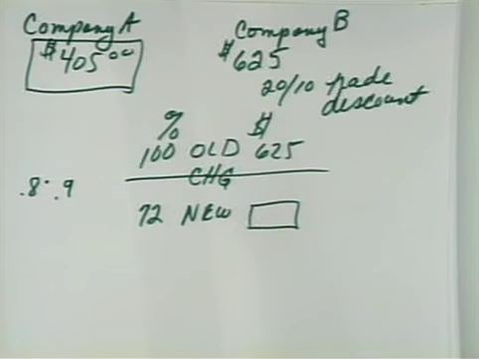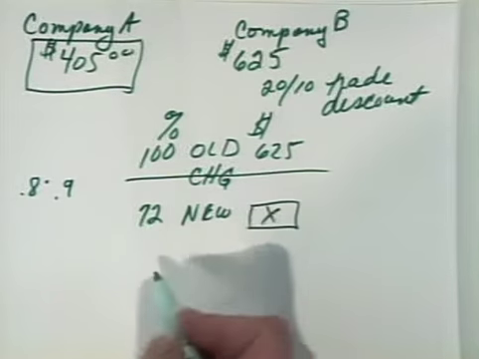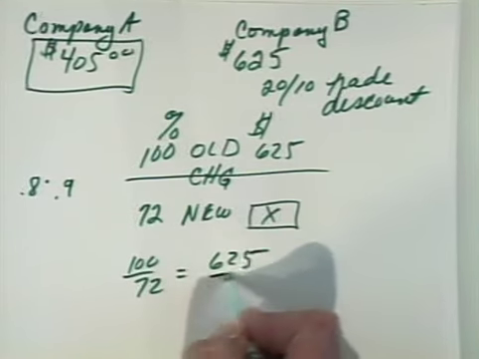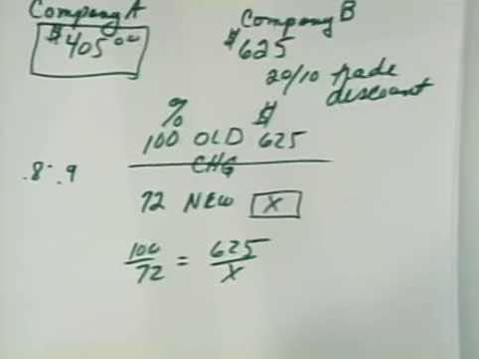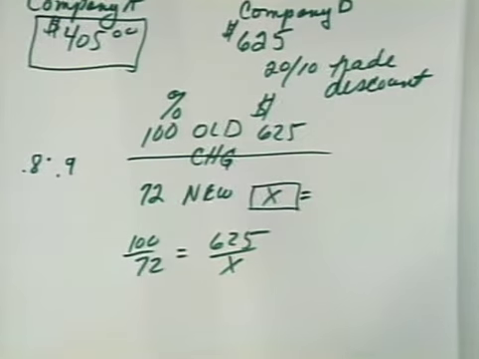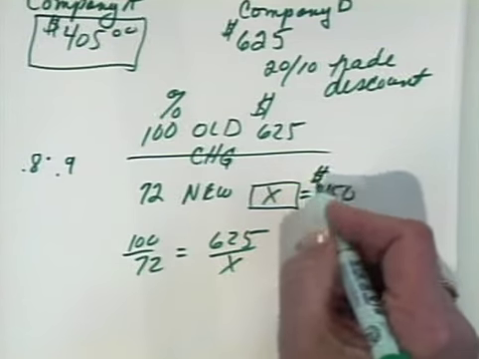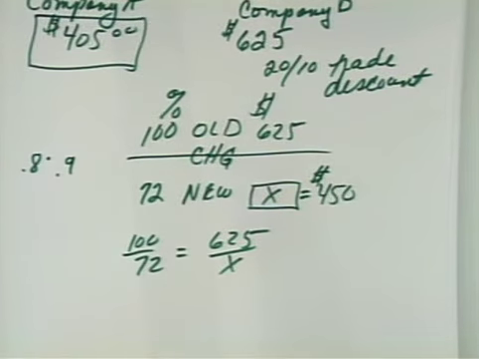We're just asked to come up with what price we're dealing with for Company B. Let's put an X right there. 100 is to 72, proportionally the same as 625 is to X. Solve for X. What's the answer? $450. Company A is saying, to begin with, $405 from us.